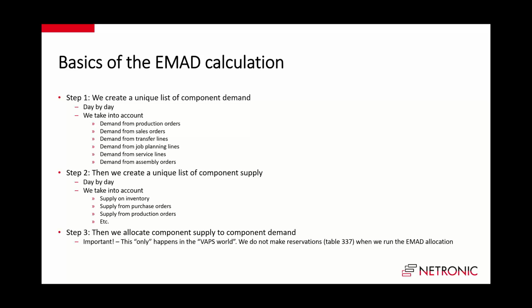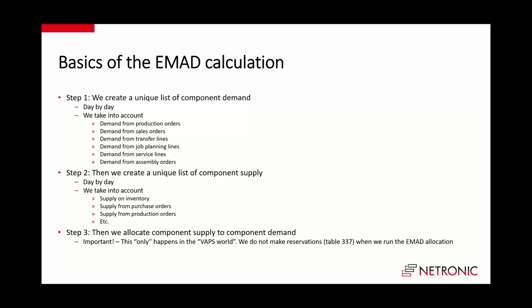And then we allocate the supply of the component to the component demand. Very important. So then we say, okay, for today, we need 50 units of component A, and we have 100 units of component A on stock. And then we allocate 50 of this to this production. And then we know 50 remain not allocated, and then we may have them available for a new demand that we see tomorrow. And we do this day by day.